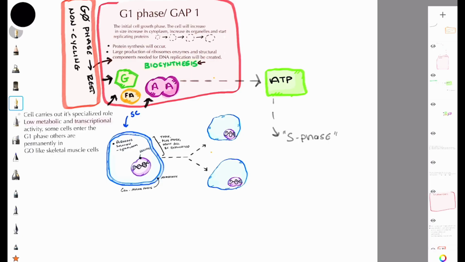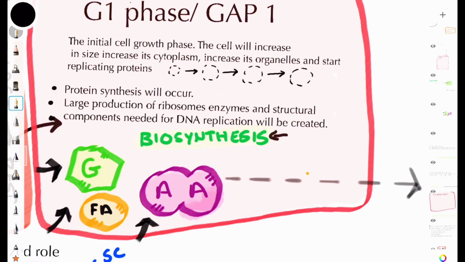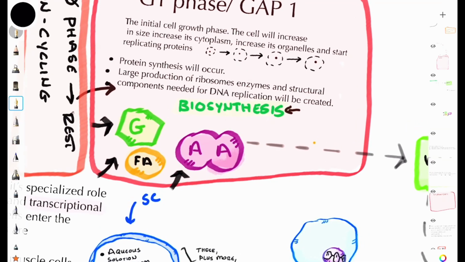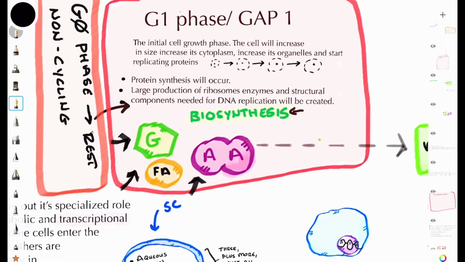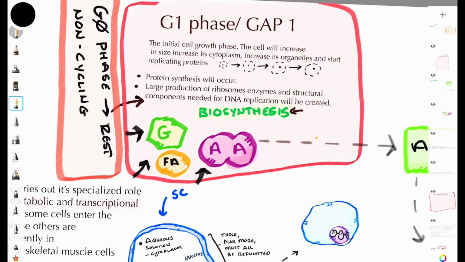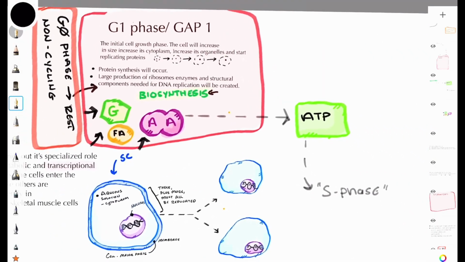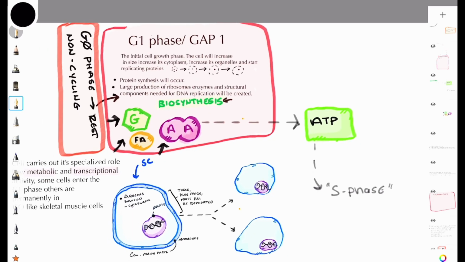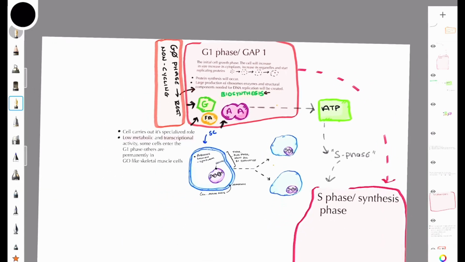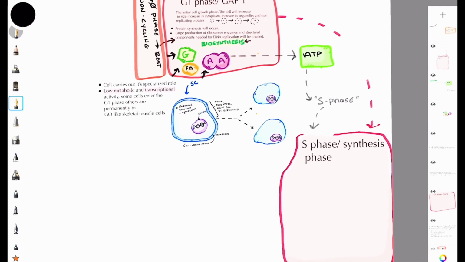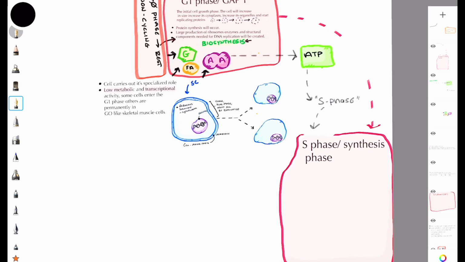So once it has done everything it needed to do, you could see it has increased in size, right? Bigger, right? It has resynthesized all of the material that it needs in order to start dividing. It has all of the ATP that it needs in order to move into the next phase of the cell cycle. Well, then that parent cell will move into the second phase, which is the synthesis phase, or the S phase.